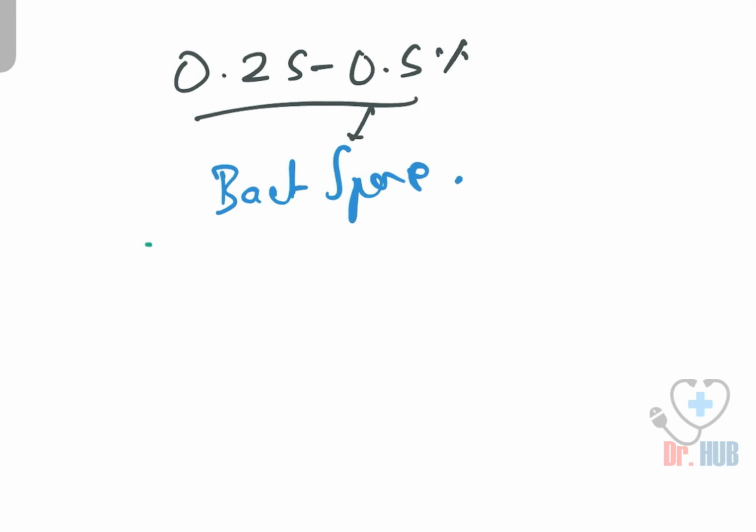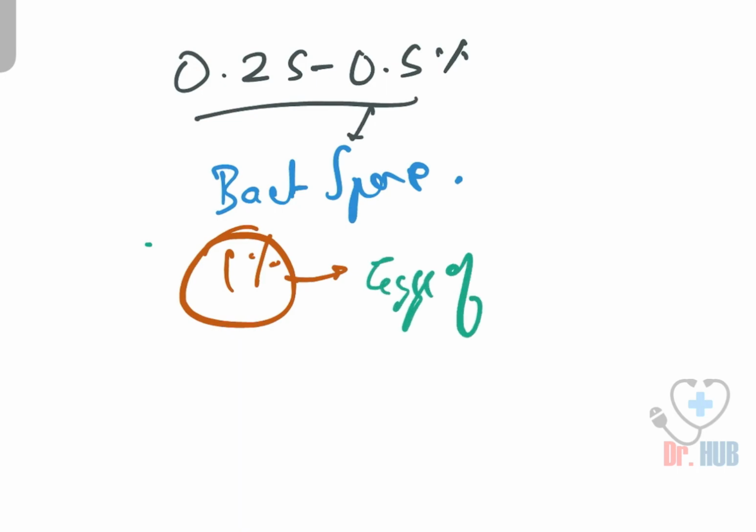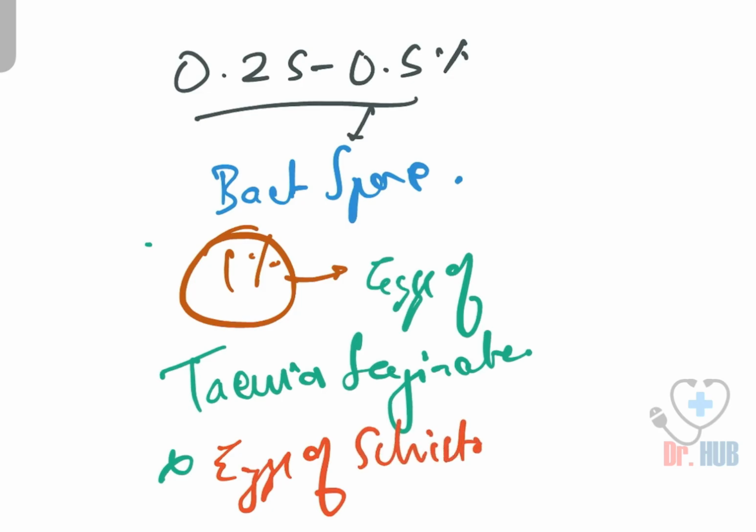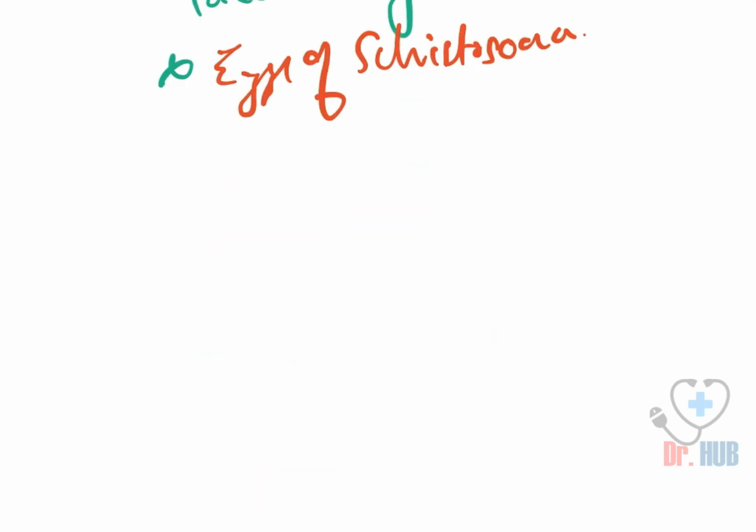Next is the acid fast organism requiring sulfuric acid for decolorization, the percent 1%. So in this case, the organisms are the eggs of Taenia saginata. Next is the eggs of the Schistosoma mansoni.